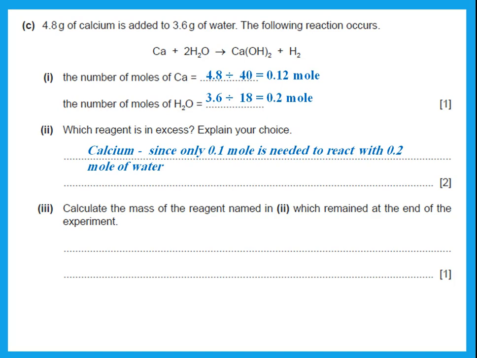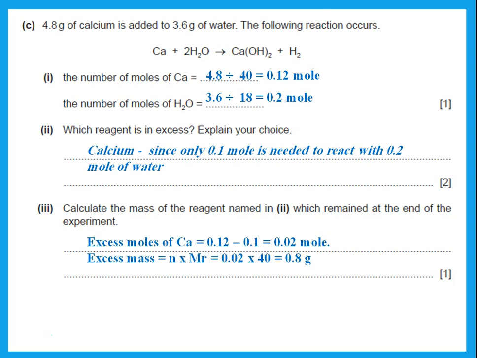Okay, calculate the mass of the reagent named in 2 which remained at the end of the experiment. So if I need only 0.1 and he put 0.12, what is the mass that is left over? 0.1 and 0.12, the difference is 0.02 mole. So the excess number of moles is 0.02, and that means the excess mass is that number of moles times the Mr, and that means he put an extra 0.8 grams of calcium.